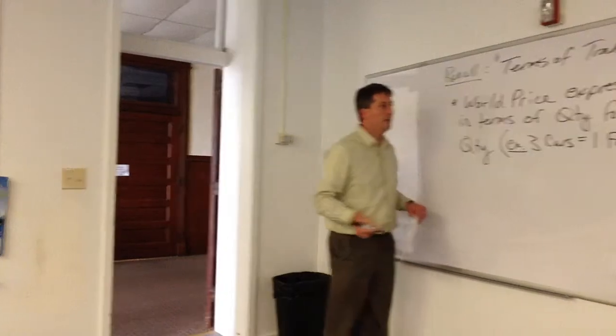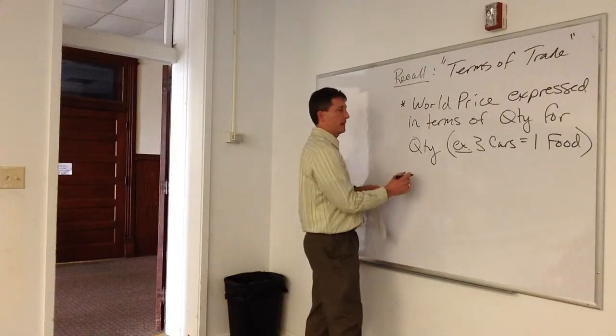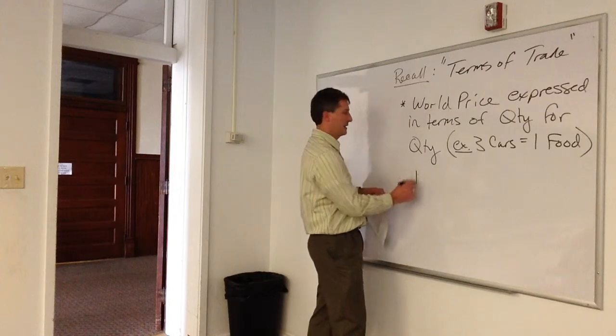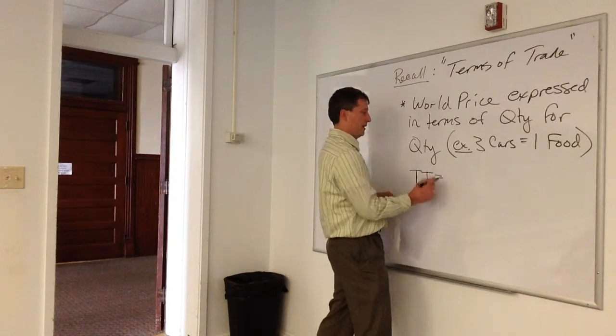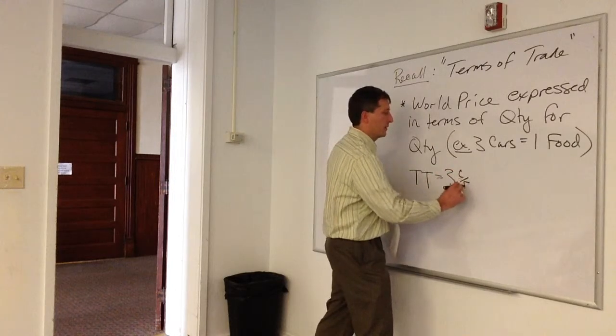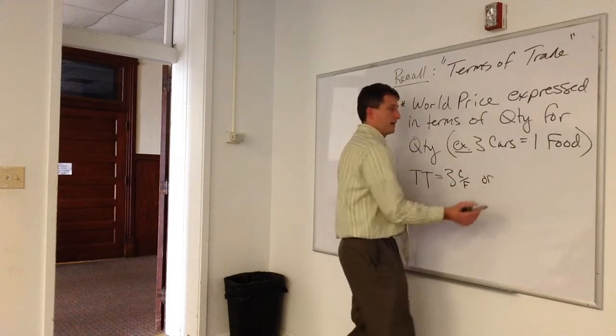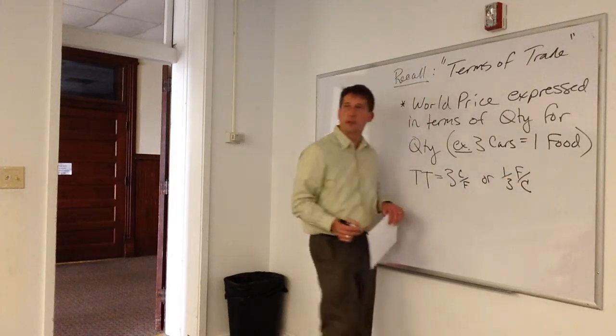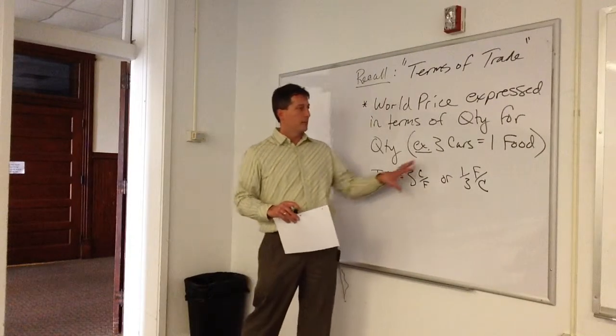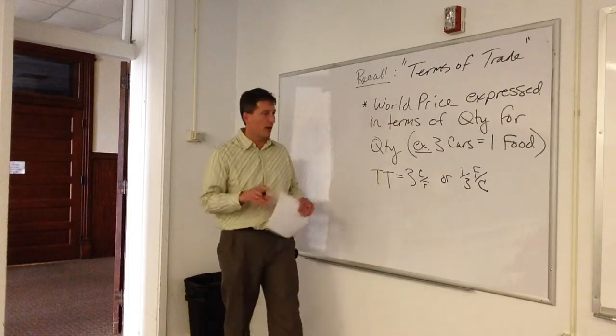And so we could think of the terms of trade. What do we call that? TT? Different notations. I think that's what we have. So we had 3 cars for every food, or we could also think of that as a third of a food for every car. We could invert that. But we were always talking about the quantities.